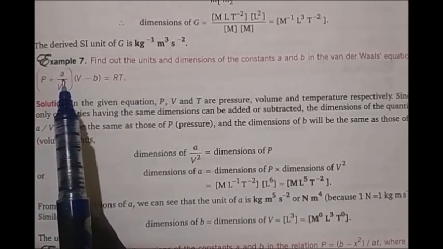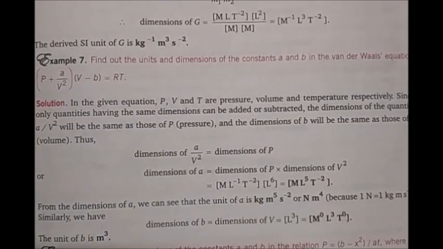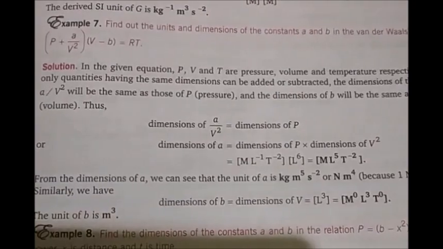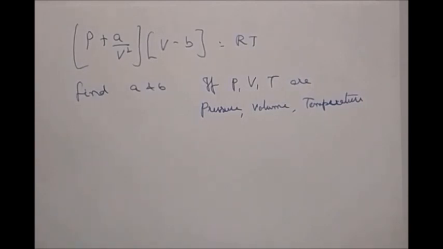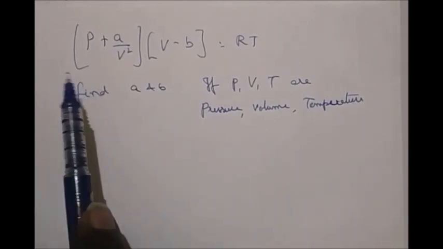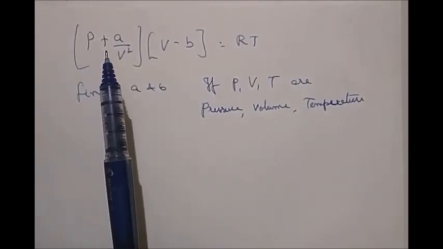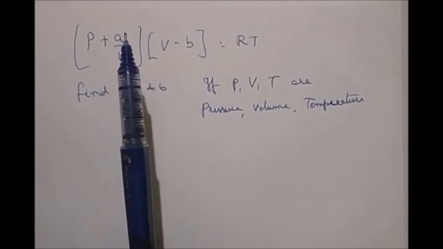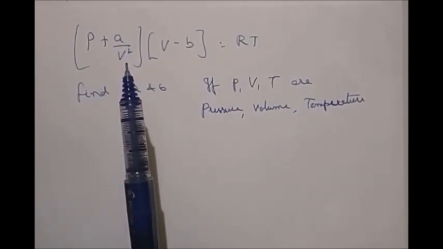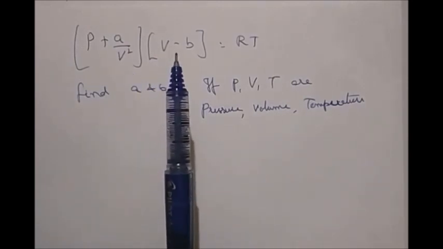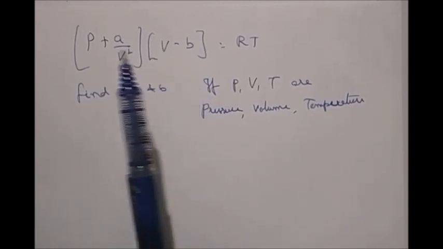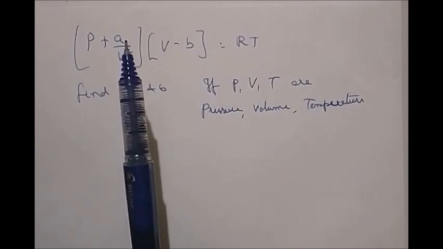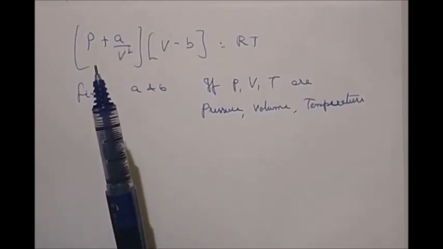We are supposed to find out the dimension of A and B. So let us try to solve this particular question. I have written the basic equation here: P plus A by V square times V minus B equal to RT. The same principle applies here also. Pressure plus this entire quantity should be pressure, then we will be able to find the dimension of this one. Similarly, volume minus this quantity also should be volume, because you can subtract volume from volume. Pressure you can add to another quantity of pressure. So this is the basic dimension rule.